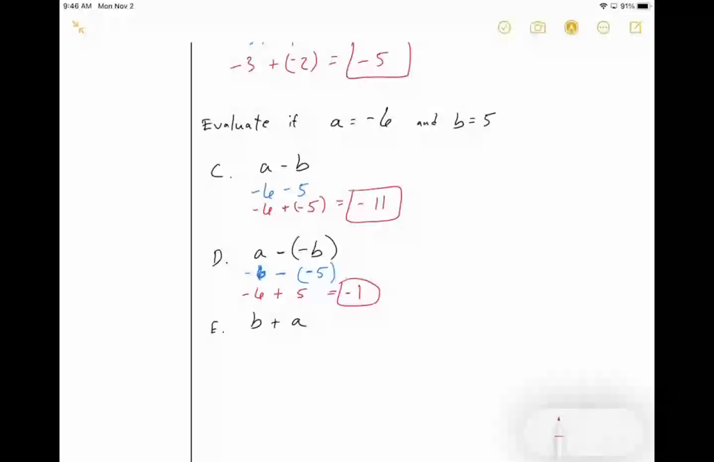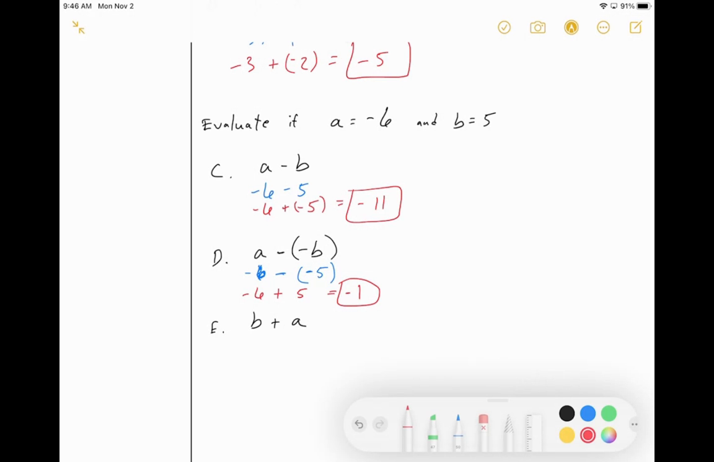All right. Lastly, b plus a. 5 plus a, which is -6. 5 plus -6. I don't need to do keep switch change, right? It's already adding. Remember, if you're already adding, you do not need to do keep switch change. So 5 plus -6 is equal to -1. Right? You don't need to do keep switch change if you're already adding.